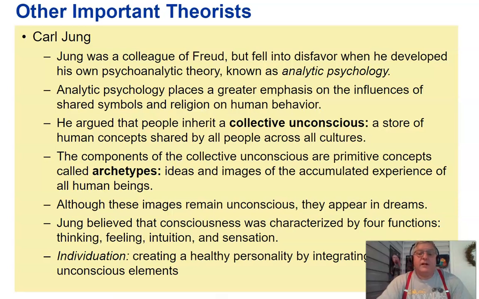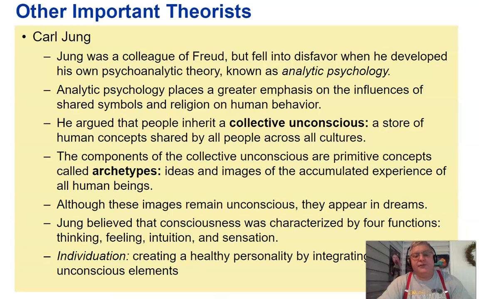The components of the collective unconscious are primitive concepts called archetypes, the ideas and images of accumulated experience of all human beings. Although these images remain in the unconscious, they appear in our dreams. Jung believed that consciousness was characterized by 4 functions: thinking, feeling, intuition, and sensation.